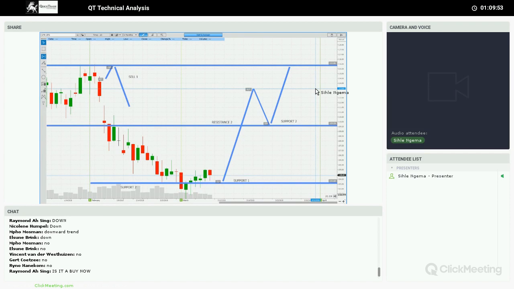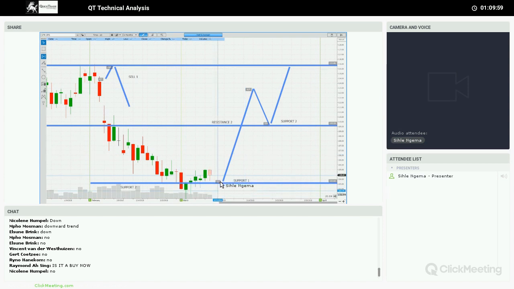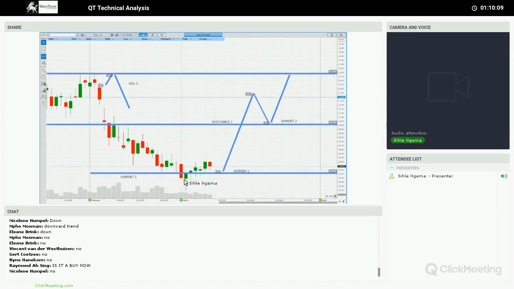Okay, so far everyone, is it a buy now? So currently what I see, currently CFR is a buy up to resistance 2. That is what I currently see. It's a possible buy, and my reasoning for saying that it's a possible buy is on the basis of the number of rejections that we see there.